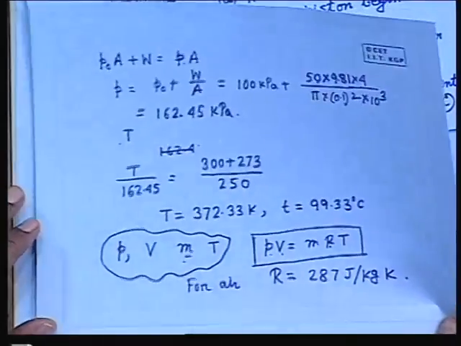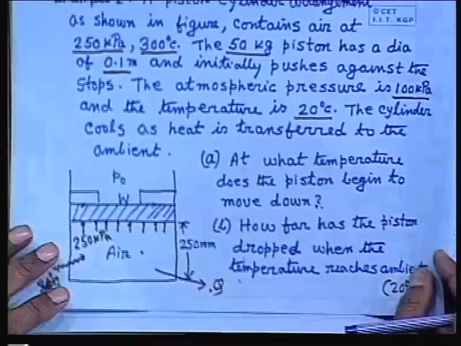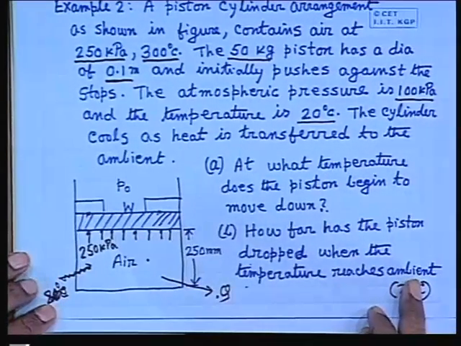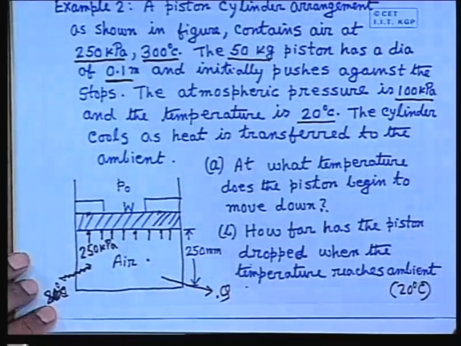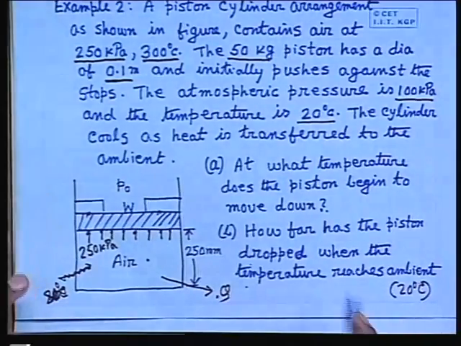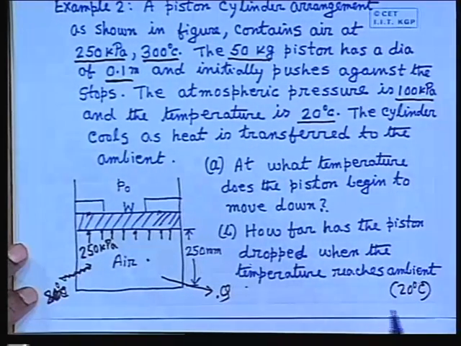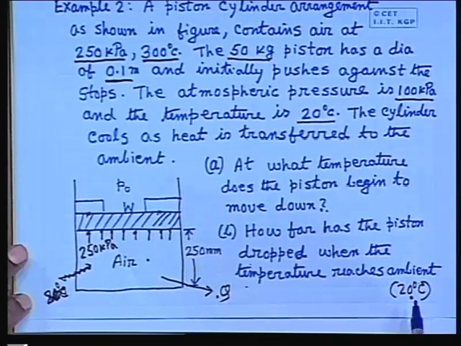Okay. Now, next part. What is the next part? How far has the piston dropped when the temperature reaches ambient? How do you find out? So, how to P2, V2? Correct. But temperature is changing. Why temperature will be constant? Temperature is 20 degrees Celsius. V by T is constant.